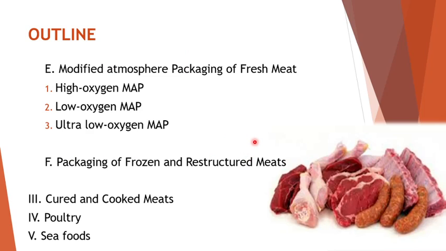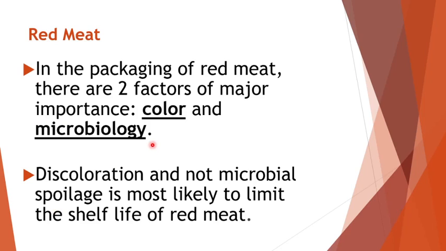Now, after red meat, we'll talk about cured and cooked meats. Then after that, we'll talk about poultry, which is still part of flesh foods. And then we'll talk about seafood. So the main discussion here would be about red meat actually. So poultry, seafood, and the other processed foods will just be brief. Okay, so let's start with red meat.